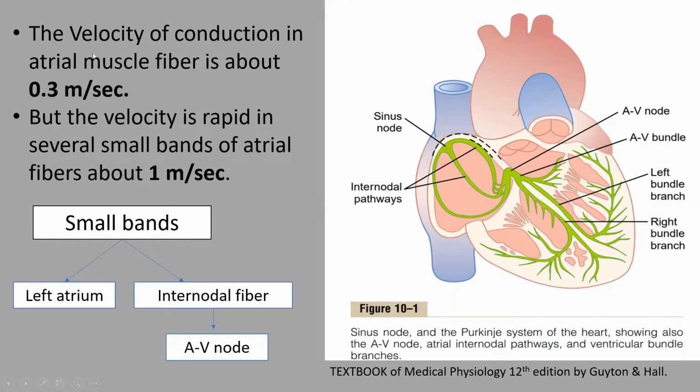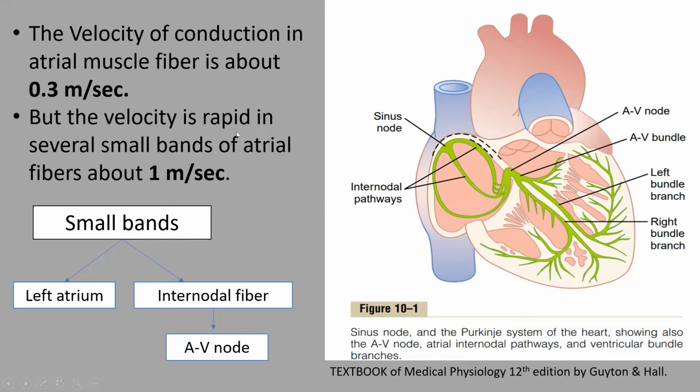So let's see, the velocity of the conduction in atrial muscle fiber is about 0.3 meter per second. We know that the movement of the depolarizing current from one cell to another is possible due to the presence of the gap junctions or intercalated discs. If one cell is depolarized, it is transferred to the next cell, and the next cell is depolarized. So the gap junction plays a very significant role, and because of the intercalated discs, conductivity from one cell to another is possible.